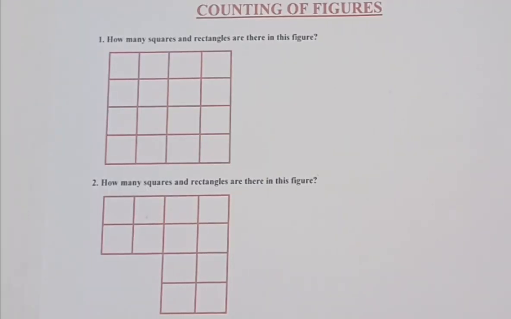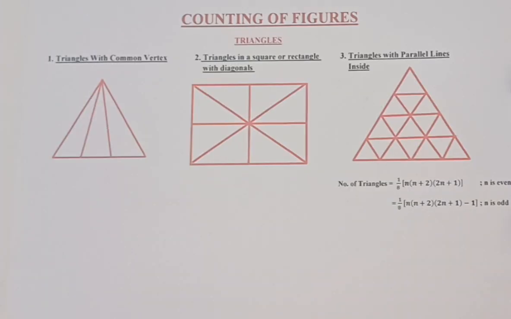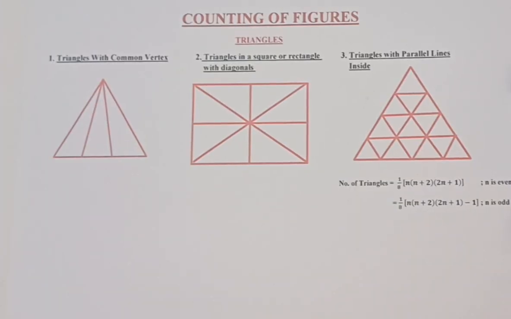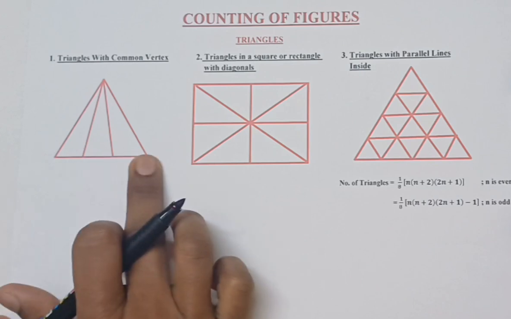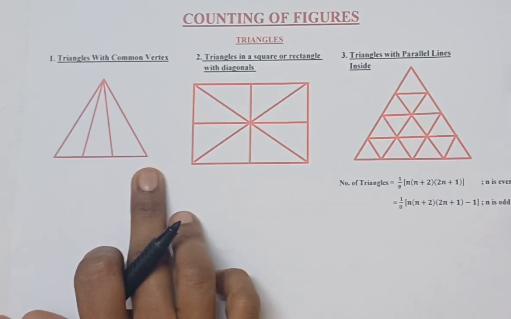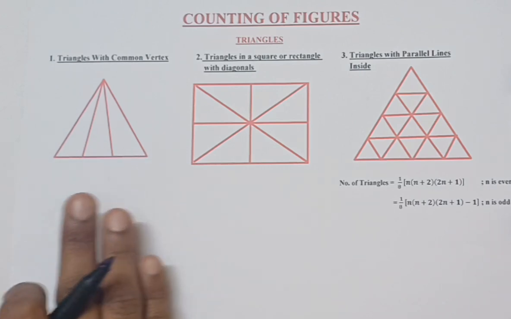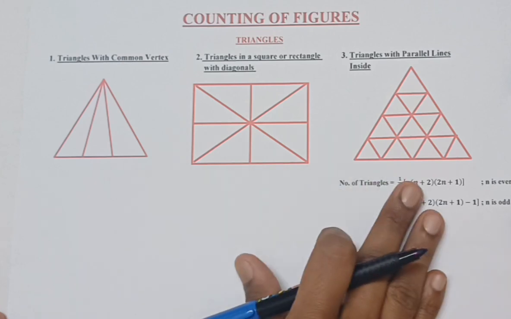Since we have learned how to calculate the number of squares and rectangles in a figure, you can try these 2 questions in which the number of squares and rectangles in each of these figures has to be calculated. Let's now discuss triangles. To find the total number of triangles in a figure, there are basically 3 types of questions that are seen.